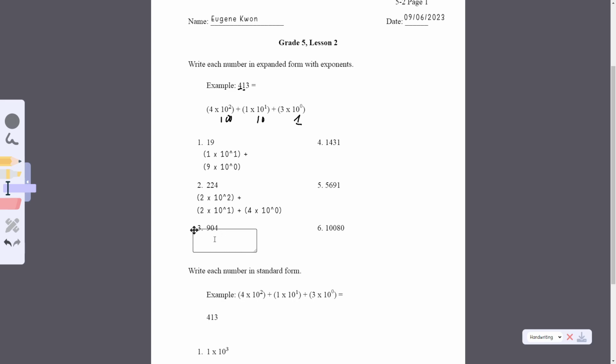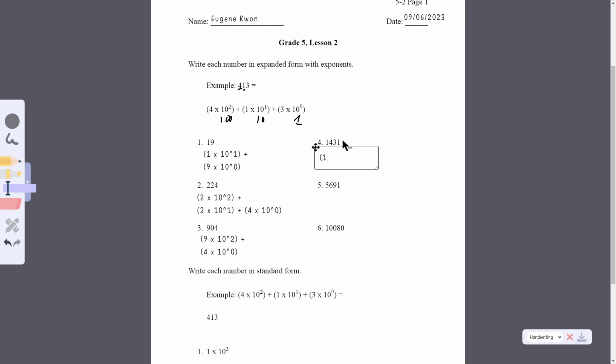Number 3, 904. There's a 9 in the hundreds place, so you need to get 900. 9 times 10 squared is 900. Plus the 4 in the ones place. 4 times 10 to the 0th power will equal 4. So you get 904.